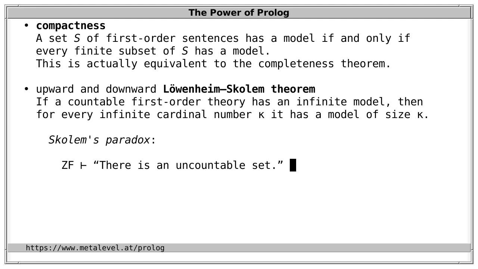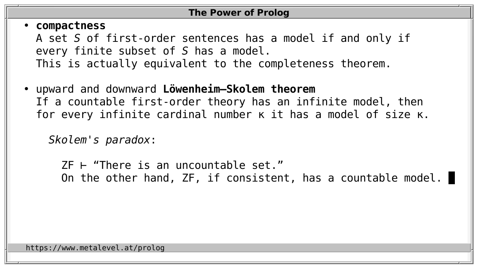So on the one hand, ZF proves that there are uncountable sets. However, on the other hand, we know from the downward Löwenheim-Skolem theorem that if ZF has a model, then it also has a countable model. And in such a model, of course, all sets are also countable. So this shows that the notion of countability is relative, because there are sets that are only uncountable from the perspective of specific models of ZF, not from the perspective of all models.